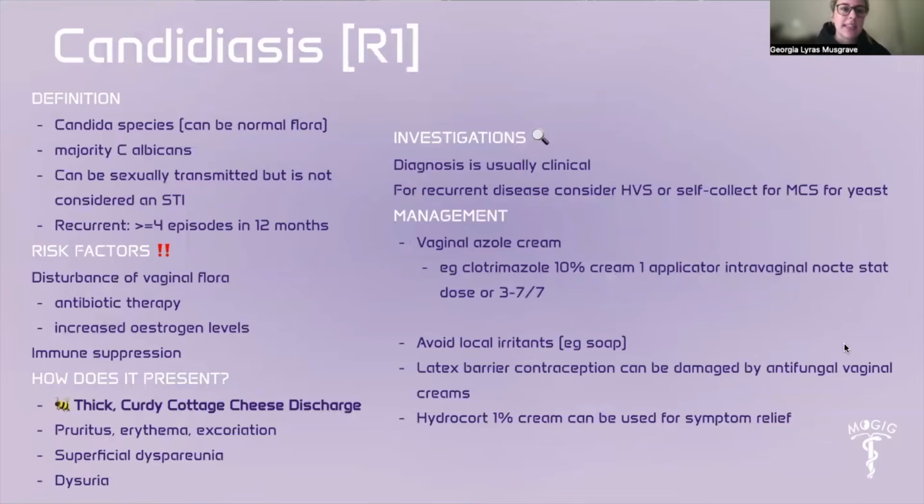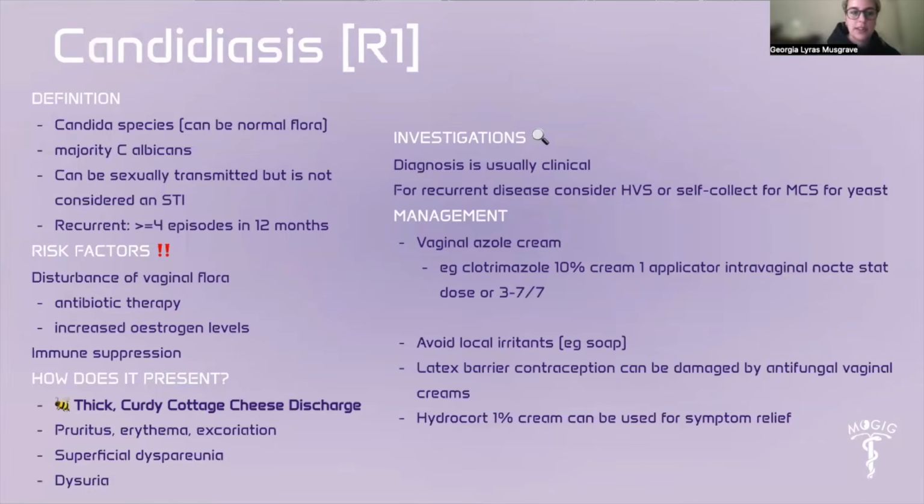Candidiasis is caused by Candida species, mostly Candida albicans. These can be sexually transmitted, but are not generally considered an STI. But we do call it recurrent candidiasis if there's more than or equal to 4 episodes in a year. It happens usually following disturbance of vaginal flora with, for example, antibiotic therapy or increased estrogen levels. Another risk factor is also immune suppression.